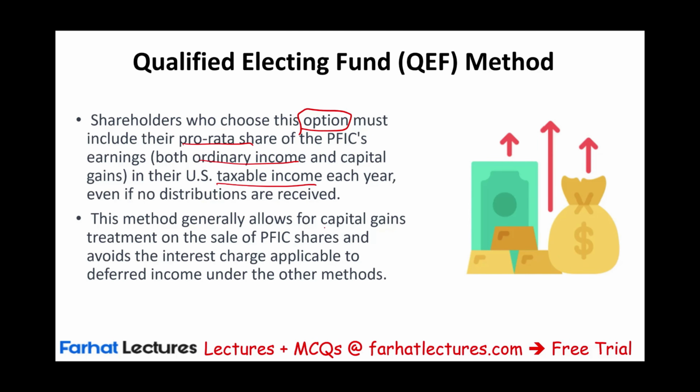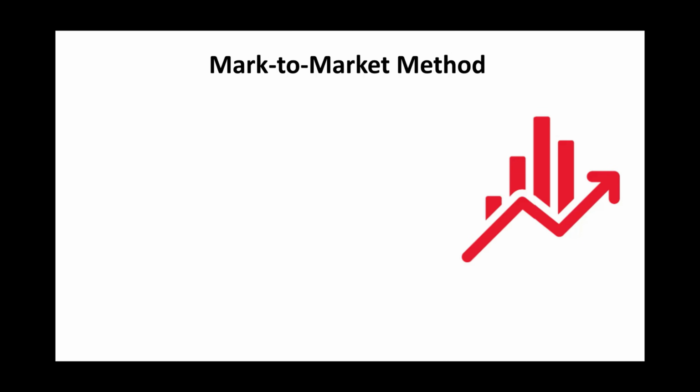This method generally allows for capital gain treatment on the sale of the shares. You treat it as a capital gain. You avoid interest charges applicable to deferral income under the other method. So simply put, every year, I'm going to determine what's my share of capital gain, what's my share of income, declare it, and pay taxes. Now, in the year I actually receive it, I don't have to pay taxes because, in a sense, I, in quote, prepaid my taxes. So that's one method. The other method is the mark-to-market method.